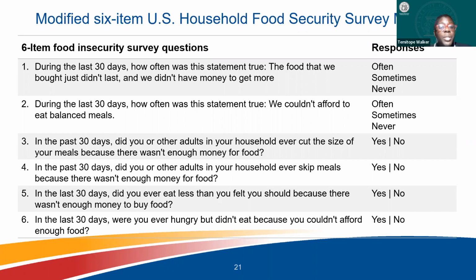For the first 2 questions about the ability to buy food to last and to afford a balanced meal, the categories are often, sometimes, and never. The remaining 4 questions really get at those key things: the size of the meal, skipping meals, eating less, and going hungry, and have a dichotomous scale of no or yes. The left column has the questions on the survey, and the right column indicates how the survey takers can respond. Next slide.